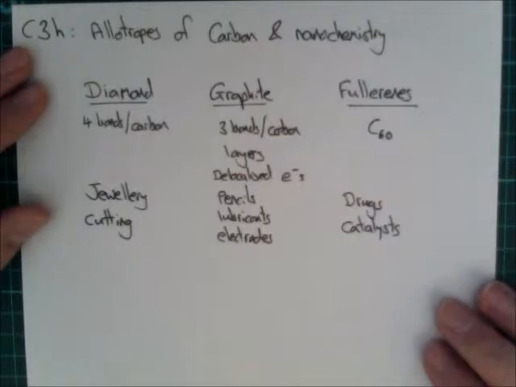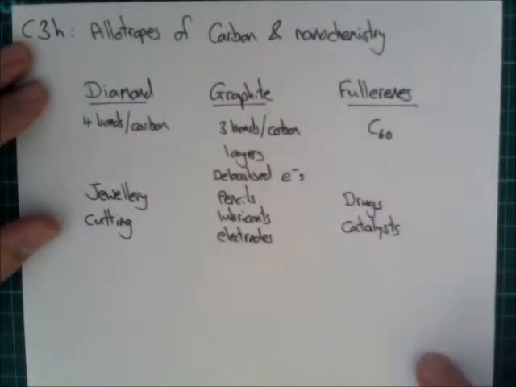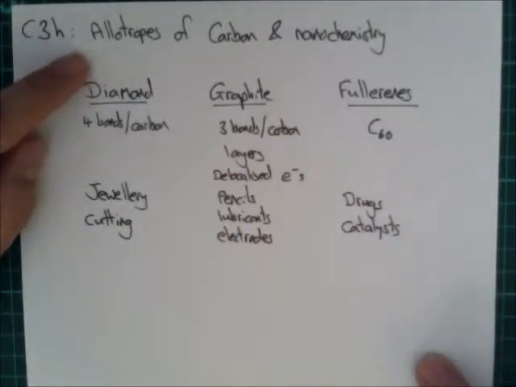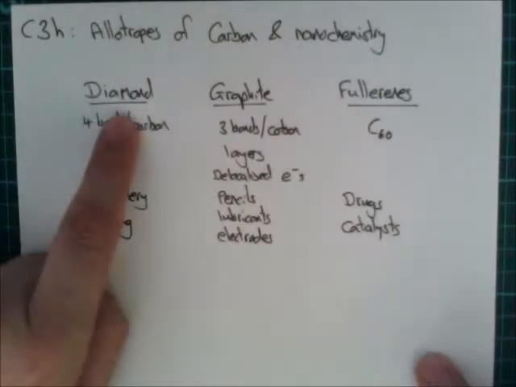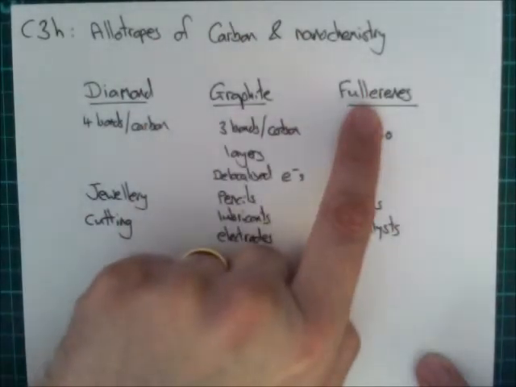C3h, allotropes of carbon and nanochemistry. So carbon, the element, can be found in three forms: either as diamond, graphite or in fullerenes.